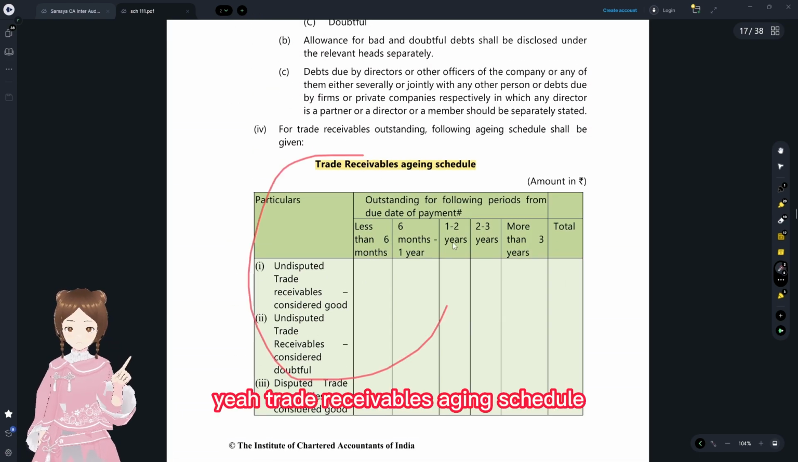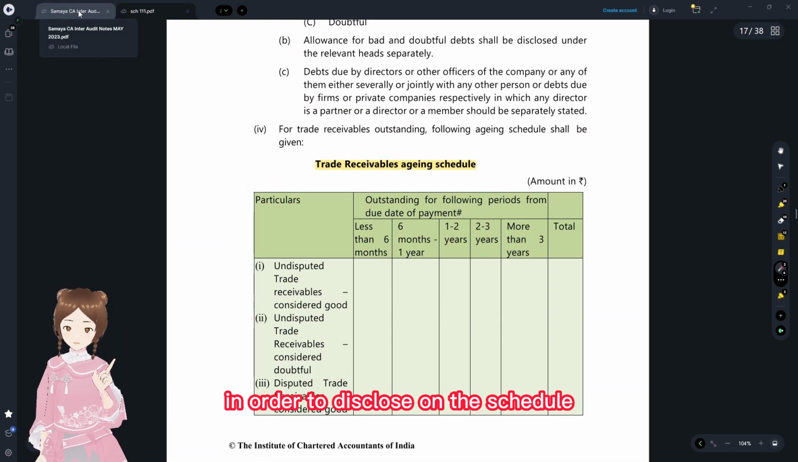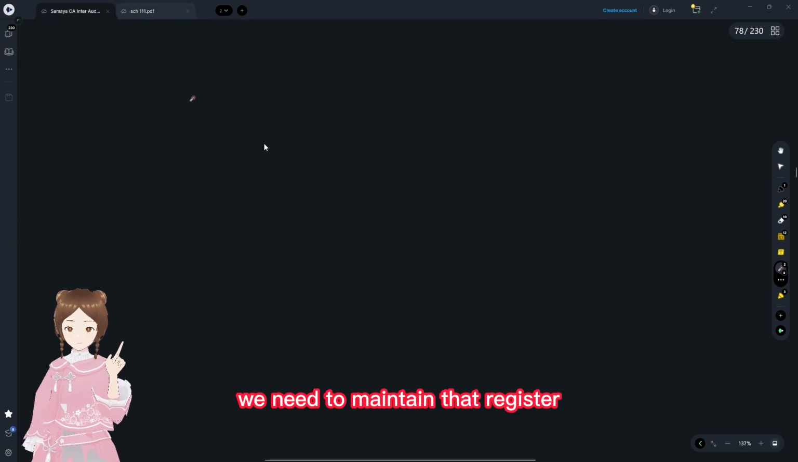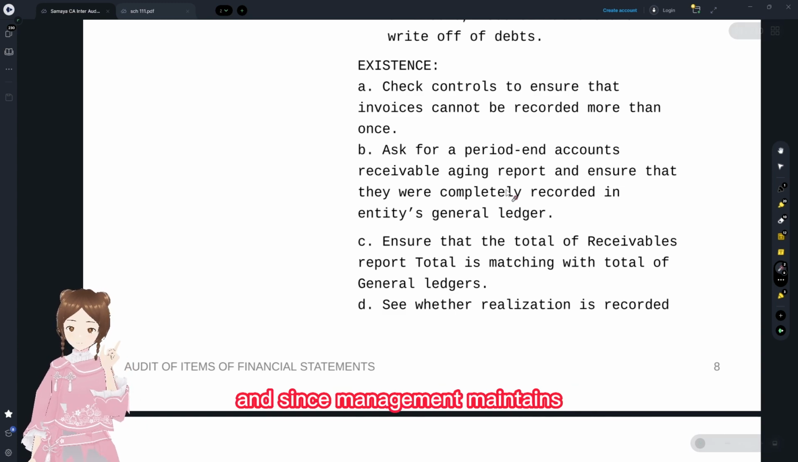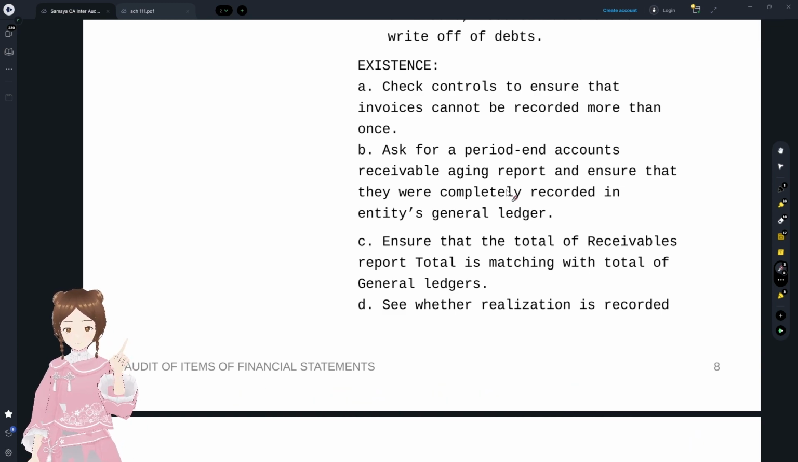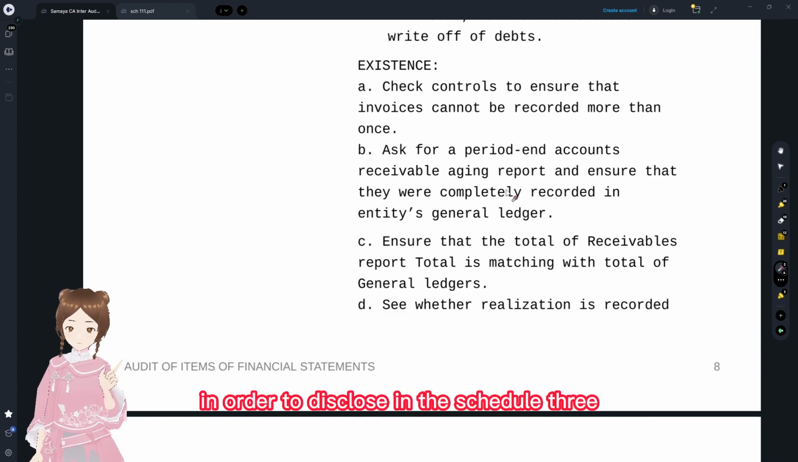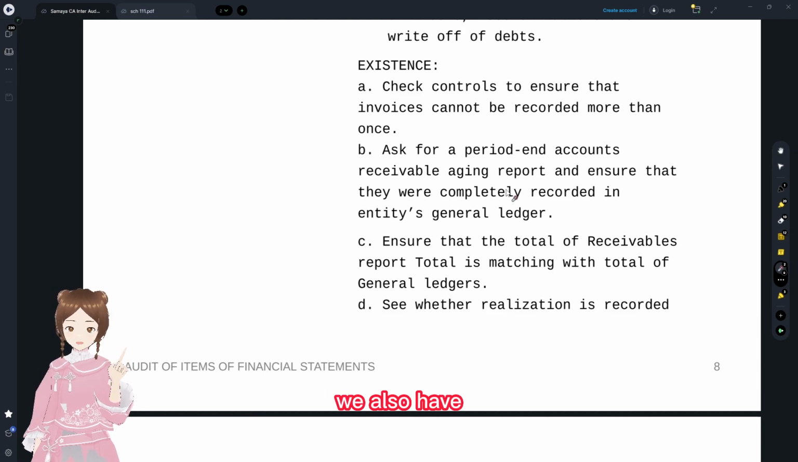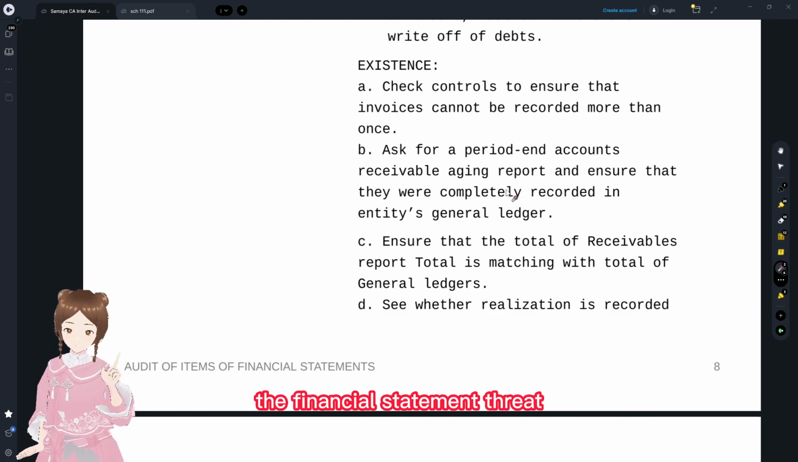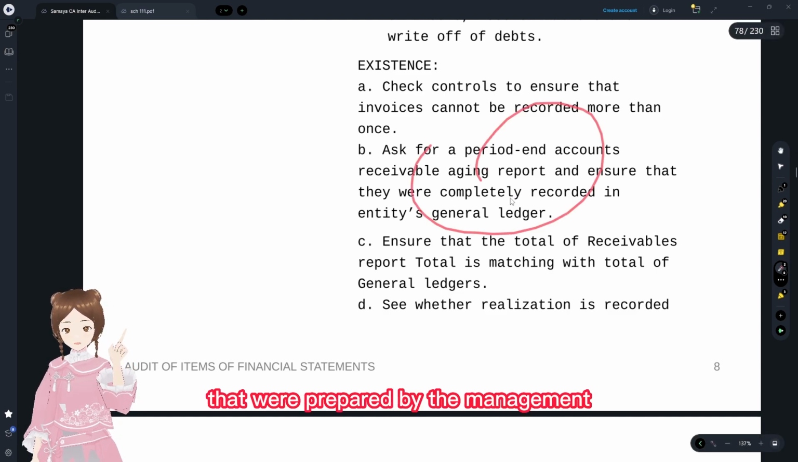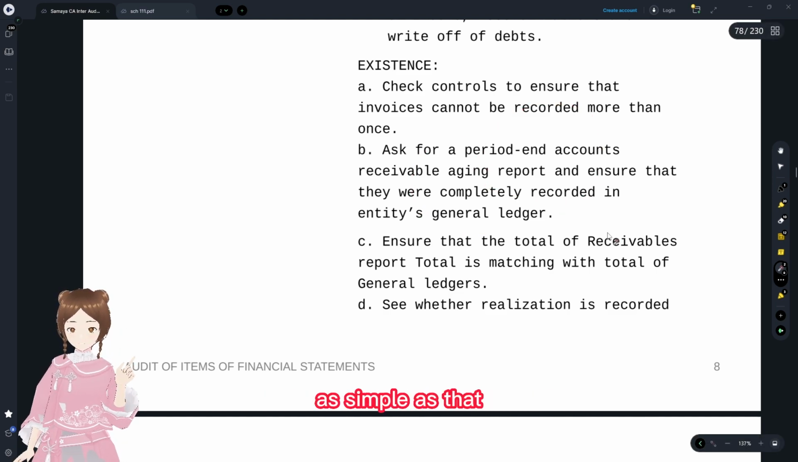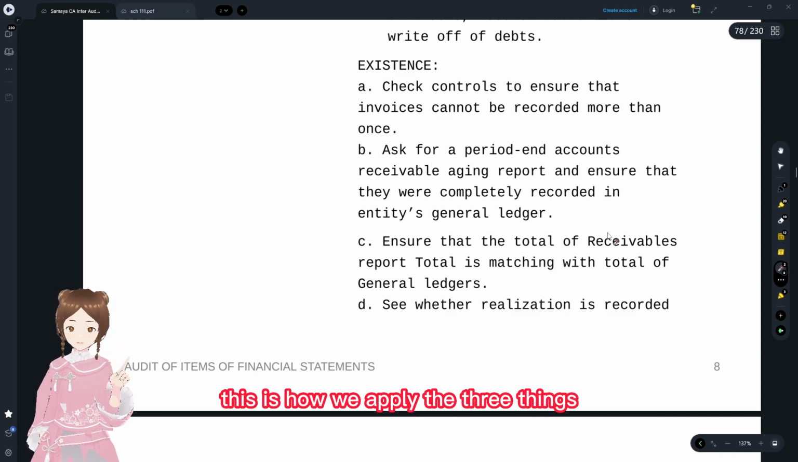Yeah, trade receivables aging schedule. In order to disclose under Schedule 3, management has to maintain that register. And since management maintains it, we have come to audit the financial statements, right? What we have to do is check the schedules that were prepared by the management. As simple as that.